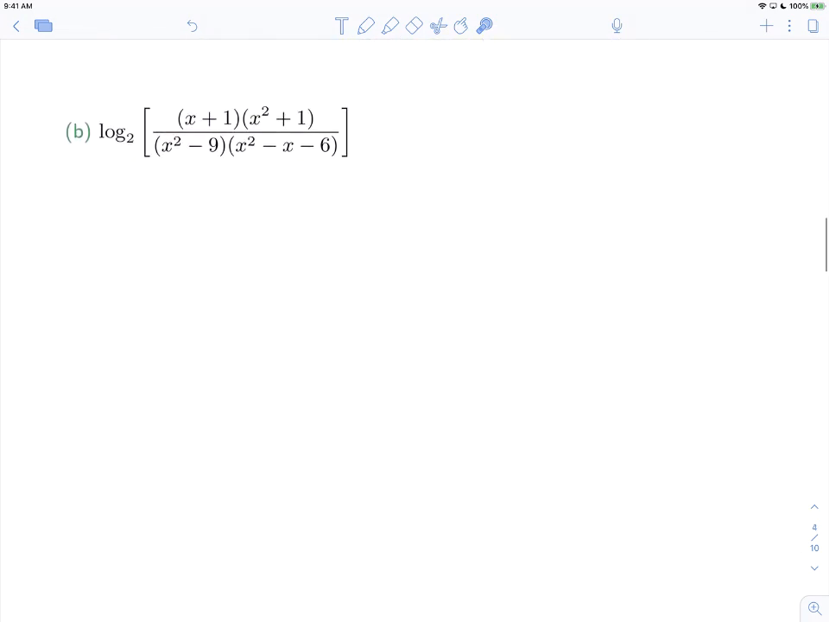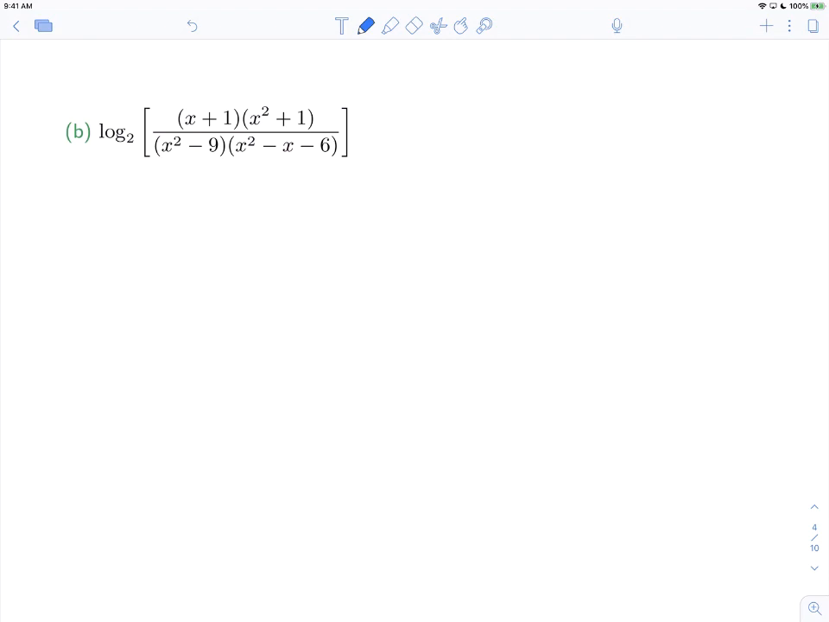Let's do another example. Here we go, log base 2 of x plus 1 times x squared plus 1 divided by x squared minus 9 divided by x squared minus x minus 6. So that's in the denominator as well. This x squared plus 1 is not factorable, at least not over the real numbers. So we actually can't follow the instructions to make things to logarithms of linear terms because of this. But we can still do it as much as possible.